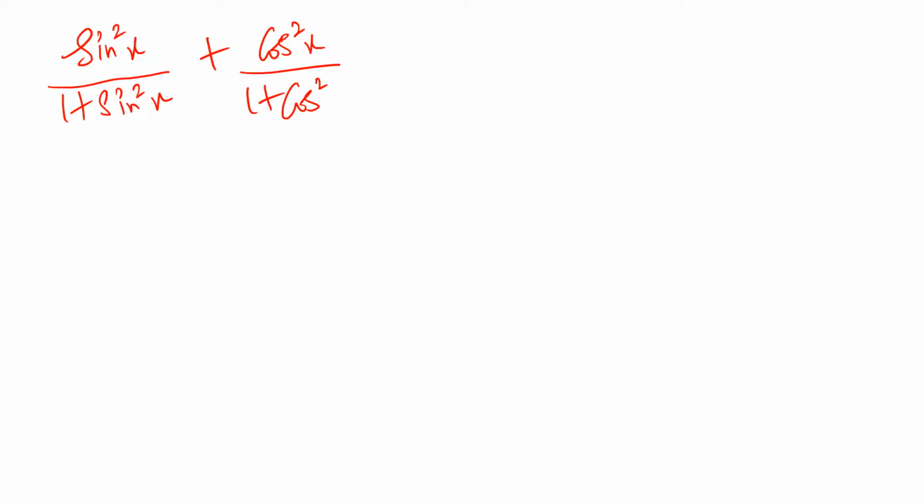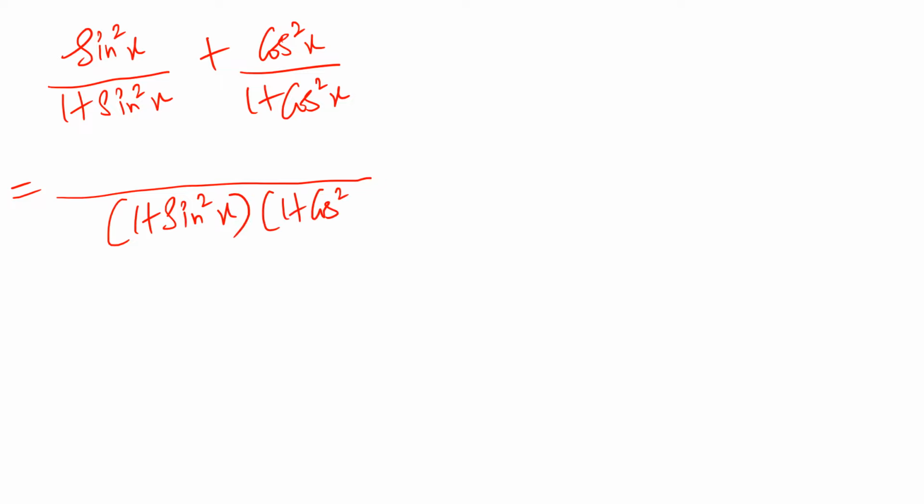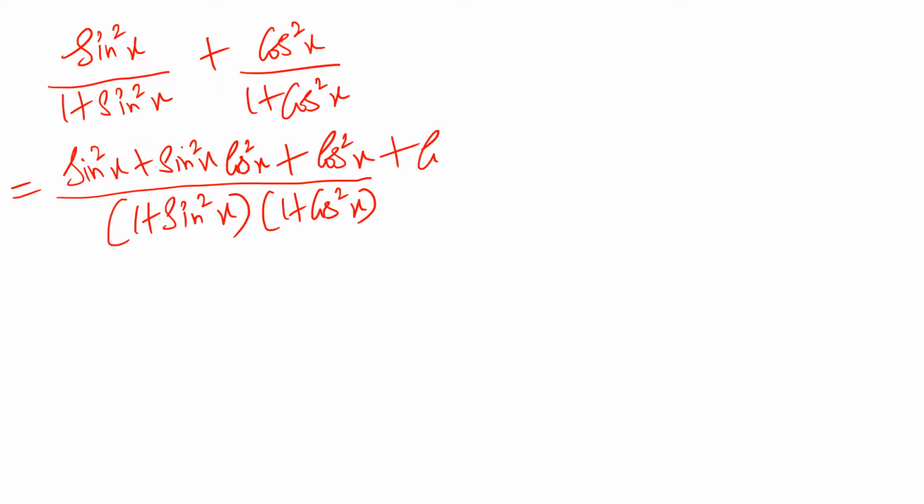Now students, we were required to find the value of the expression sin square x upon 1 plus sin square x plus cos square x upon 1 plus cos square x. So to get the value of this expression, just take the LCM of the terms in the denominator. It becomes 1 plus sin square x into 1 plus cos square x. And in the numerator, it becomes sin square x plus sin square x into cos square x plus cos square x plus cos square x into sin square x.